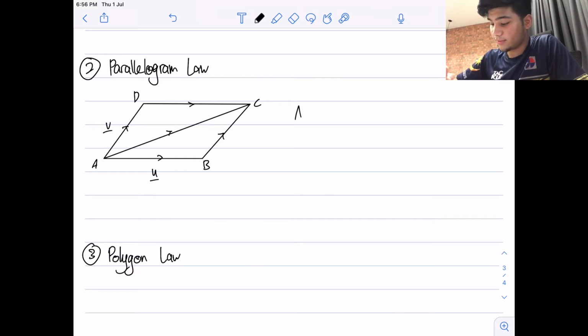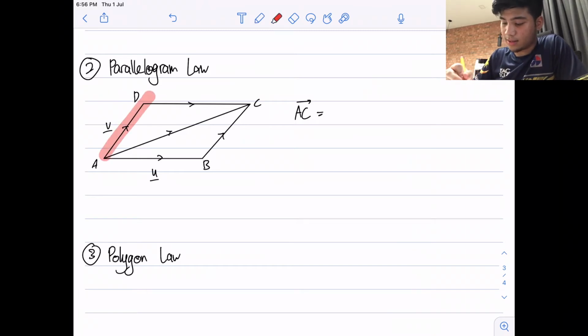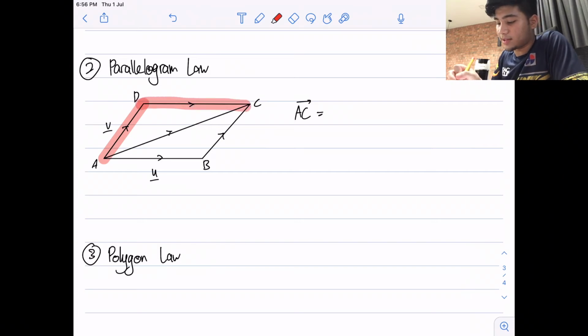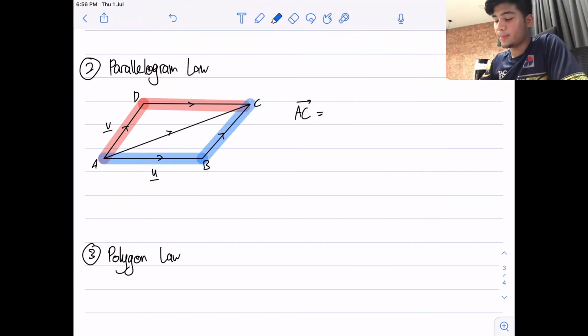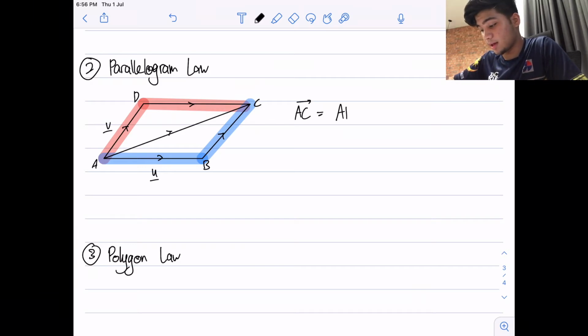Since we learned the triangle law just now, AC is equal to AD plus DC, or it could even be equal to AB plus BC. Both of these apply, so I'm just going to choose one of them. Let's say AD and DC. So vector AC equals vector AD plus vector DC.